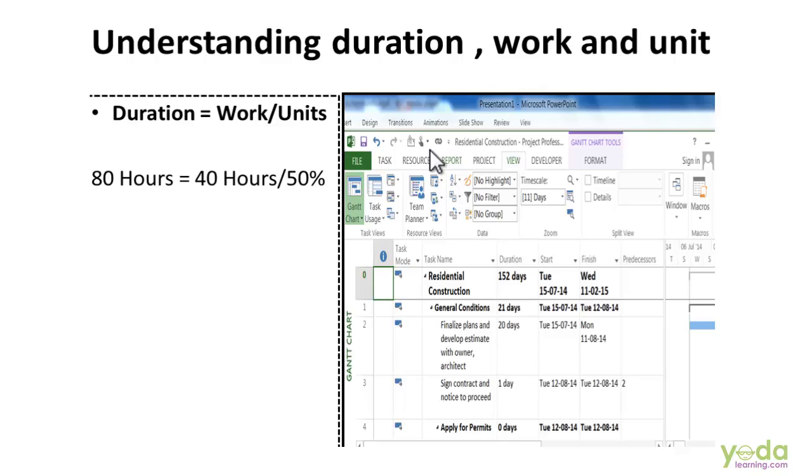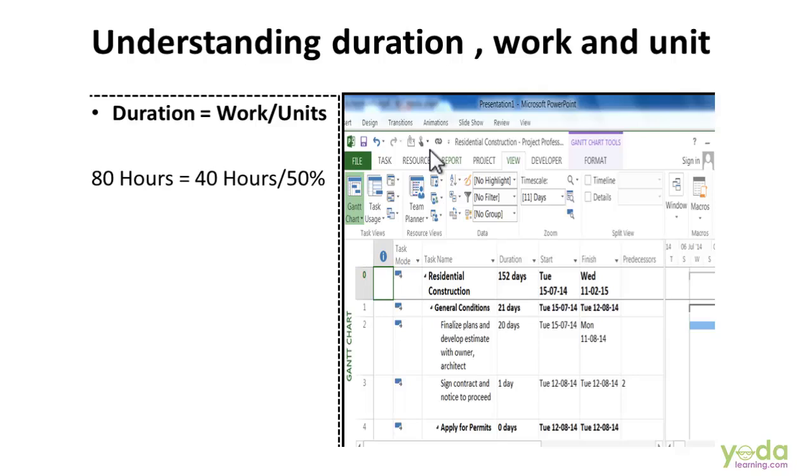Switching the formula around, work equals duration times units. If you estimate duration to be 5 days and the resource works 40% on the task, the work is 2 full work days or 16 hours.